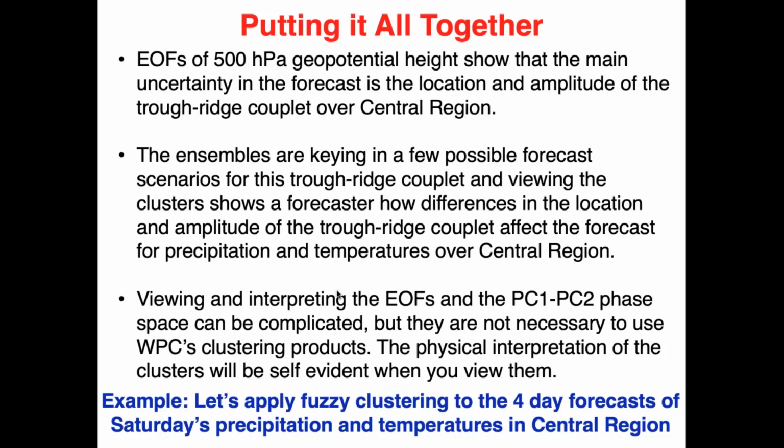So putting this all together, the EOFs of 500 millibar geopotential height show that the main uncertainty in the forecast is the location and amplitude of the trough ridge couplet over central region. So the ensembles are keying in on a few possible forecast scenarios for this trough ridge couplet, and viewing the clusters shows a forecaster how differences in the location and amplitude of the trough ridge couplet affect the forecast for precipitation and temperatures over central region.